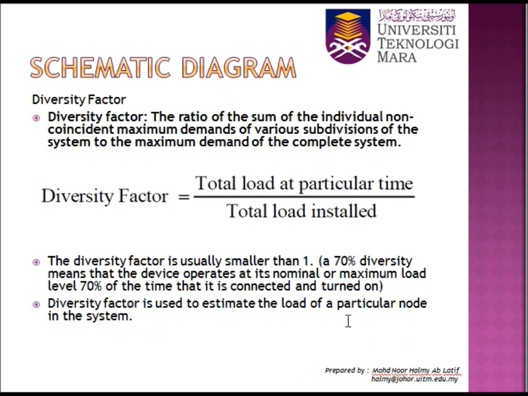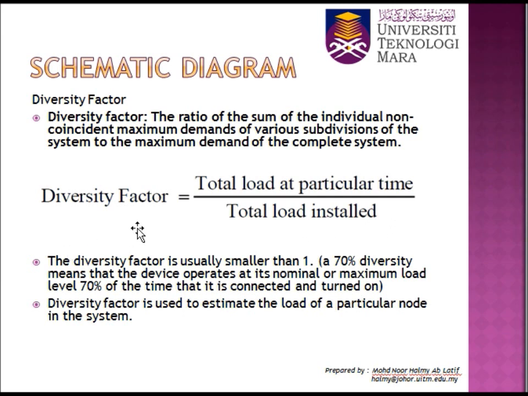Okay, so the important part for this chapter is diversity factor. The diversity factor is the ratio of the sum of individual non-coincident maximum demand of various subdivisions of the system to the maximum demand of the complete system. In simple words, diversity factor equals total load at a particular time divided by total load installed.